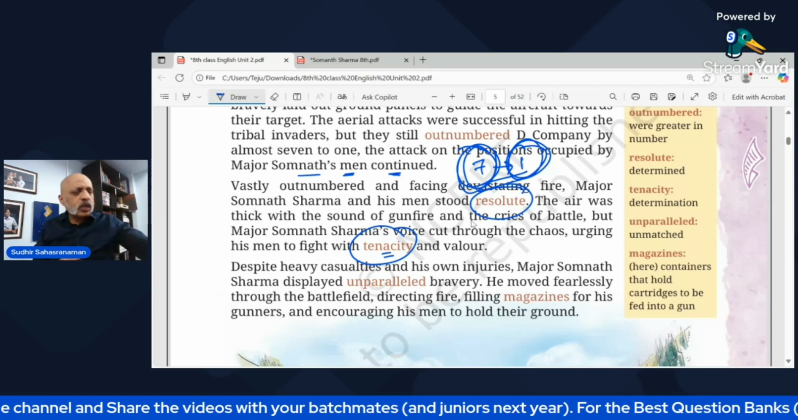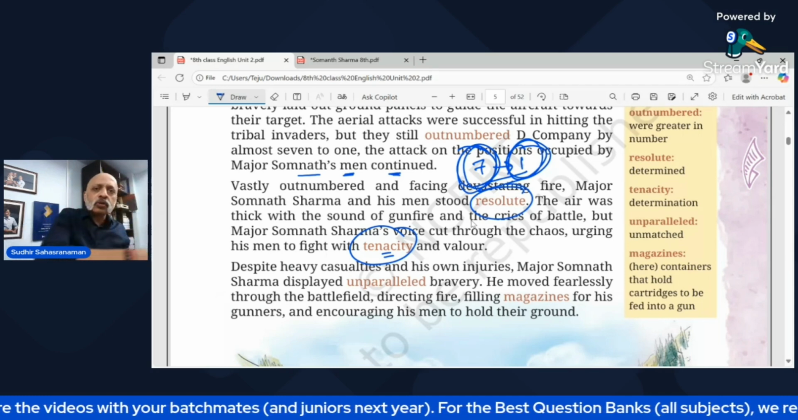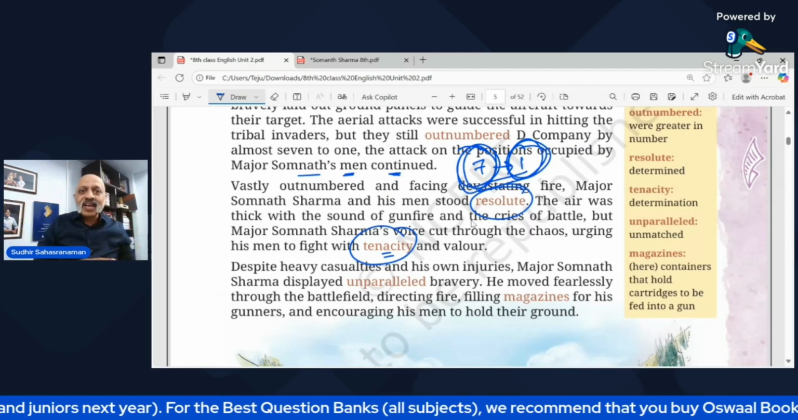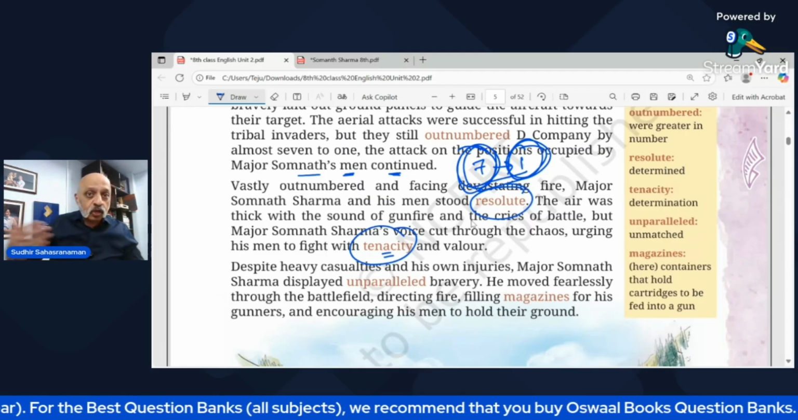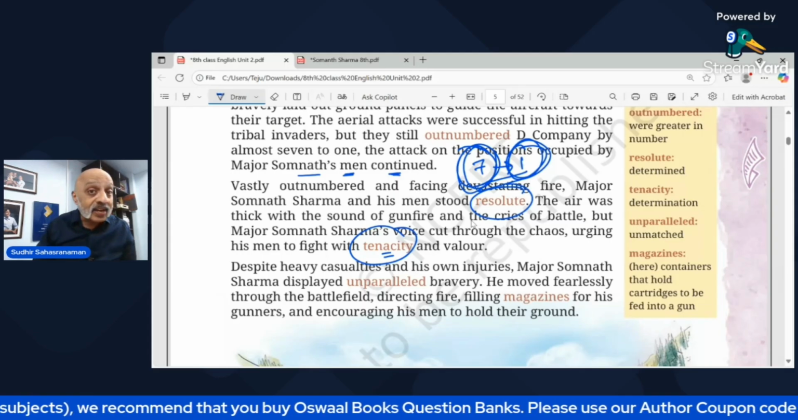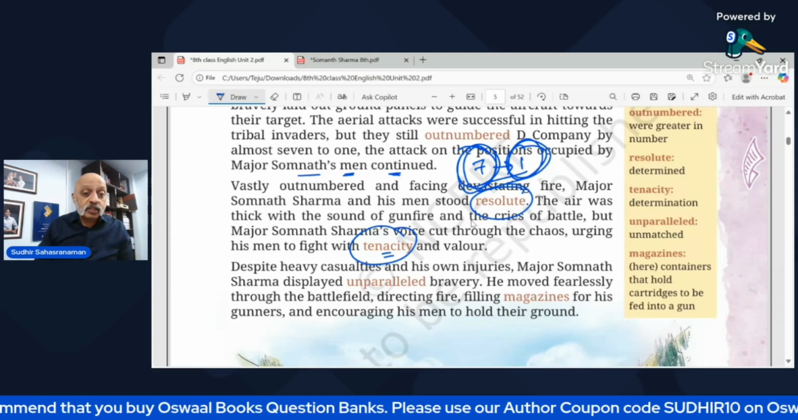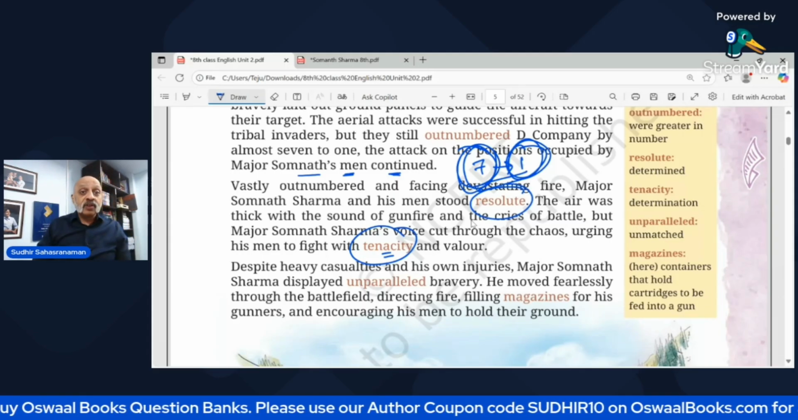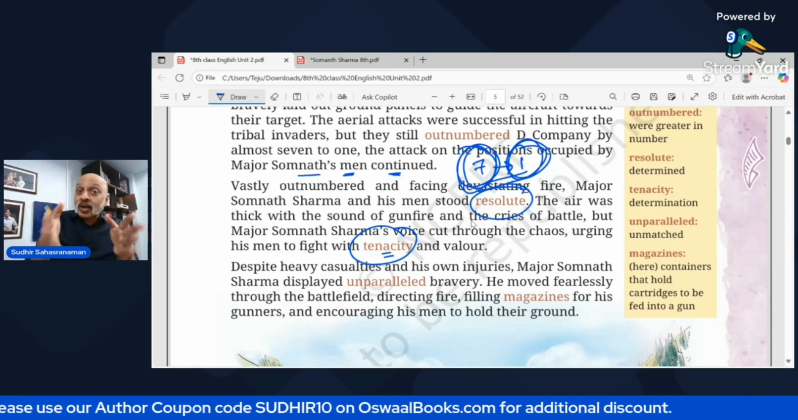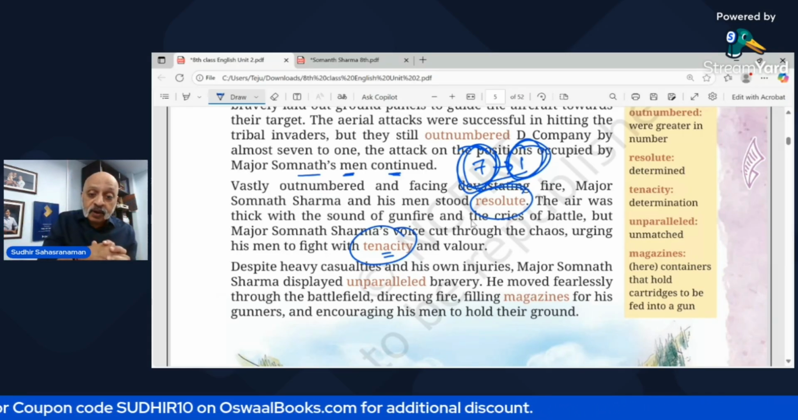So he was shouting orders to his men saying that you need to do this, move that side, move left, move right, fire, take guard, give cover, everything, all the terms that are used in army. Despite heavy casualties and his own injuries, Major Somnath Sharma displayed unparalleled bravery. Unparalleled means unmatched, not shown by anyone else, which is why he was the first recipient of the Paramveer Chakra.